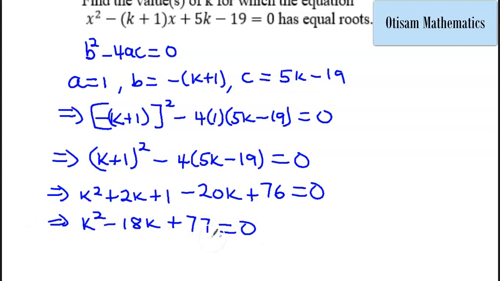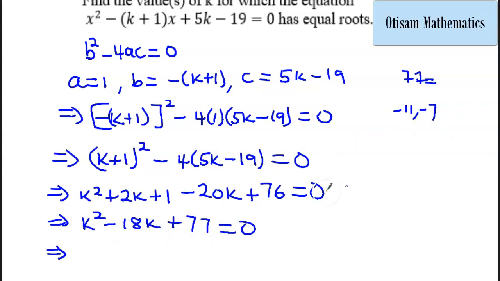This is a quadratic equation in k. So we solve it. One of the ways to solve a quadratic equation is by factorization. So let's see if you can factorize this one. The coefficient here is 1 times 77, which is 77. So we'll be looking for the factors of 77 that, when you add, we get minus 18, and when you multiply, we get 77. Let's try minus 11 and minus 7. Minus 11 minus 7 is giving us minus 18. Minus 11 times minus 7 is positive 77.